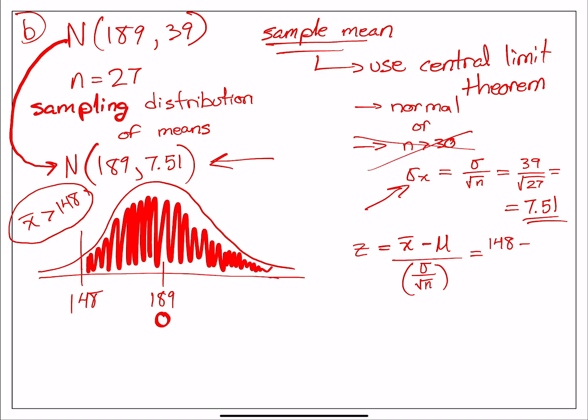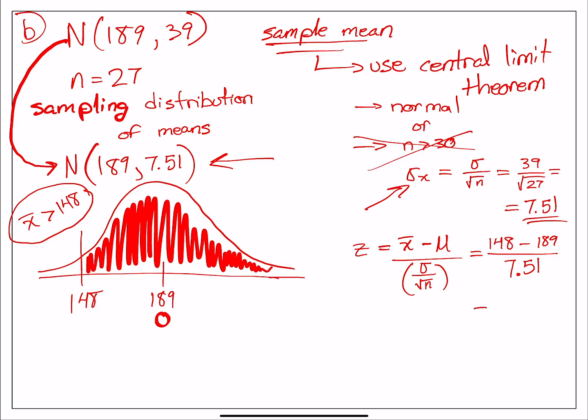148. What's mu? Mu is the same. It didn't change. 189 divided by... we already did this part, didn't we? That's this. We already did this part. That's this up here. And what do we get? 7.51.